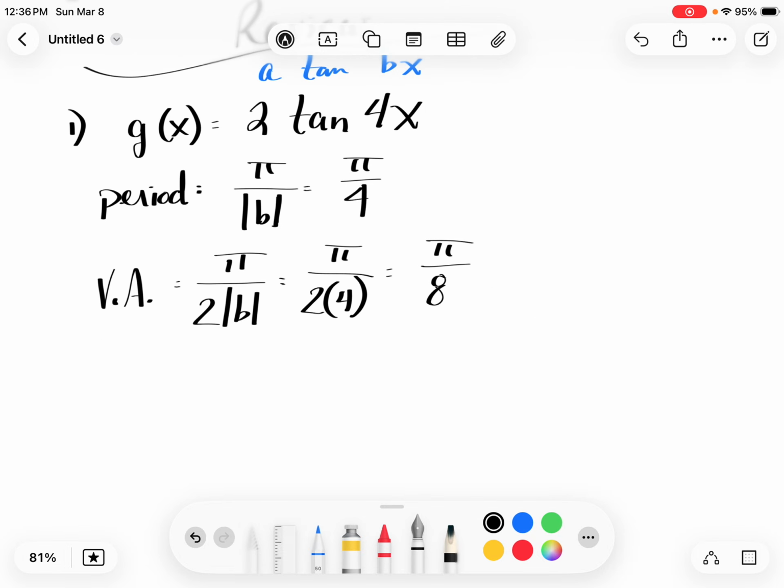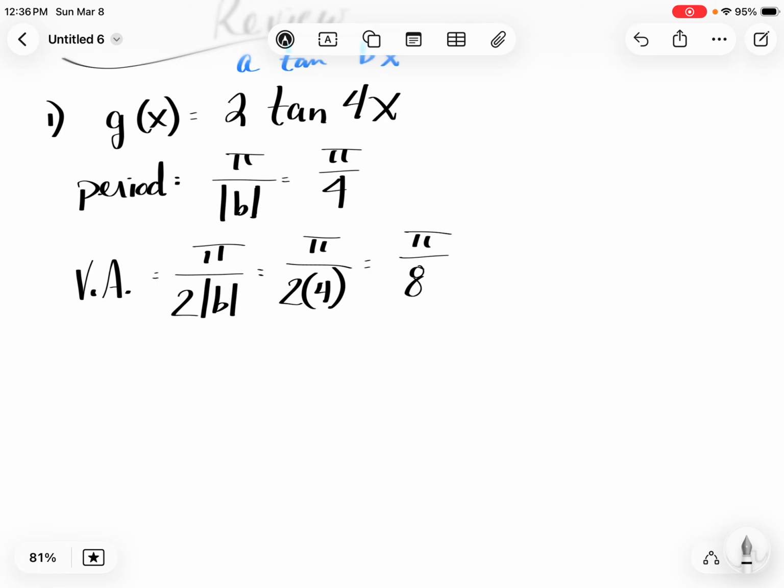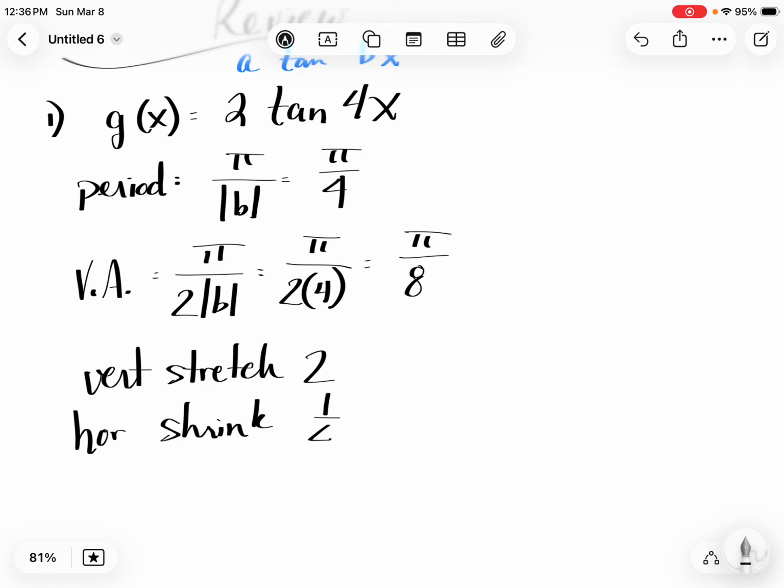Then we are also going to have a vertical stretch of 2 because there's a number in the a spot, and we are going to have a horizontal shrink of 1/4. Remember, when you do the horizontal stretch or shrink, it has to be the reciprocal of whatever the number was there. So if the number is 4, then it needs to be 1/4, and so on.